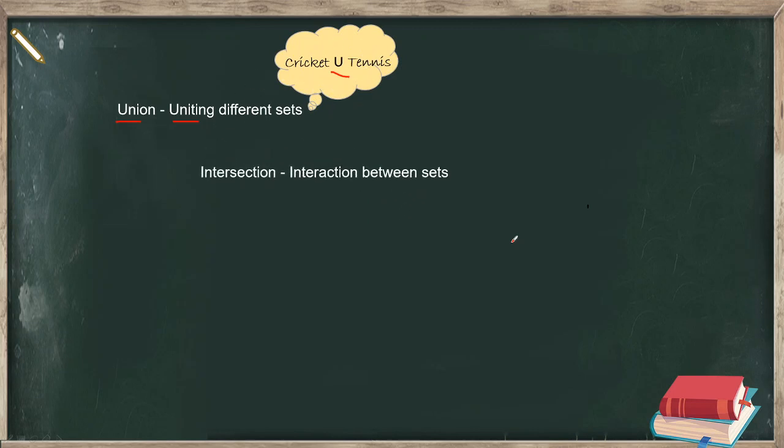So the next one is intersection. That means interaction between sets, represented by the symbol. Intersection. Cricket intersection tennis.